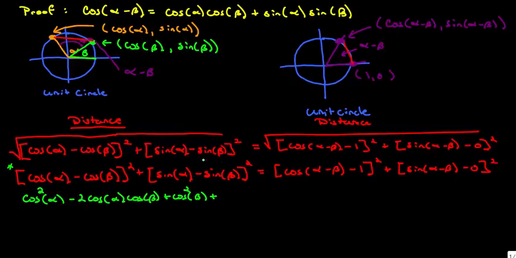Now let's do this guy over here. So that's going to be sine squared alpha minus 2 sine alpha sine beta plus sine squared beta, like that. That's just the left side. We haven't even touched the right side yet. This looks like a big mess, and it is. So let's reduce some stuff here.